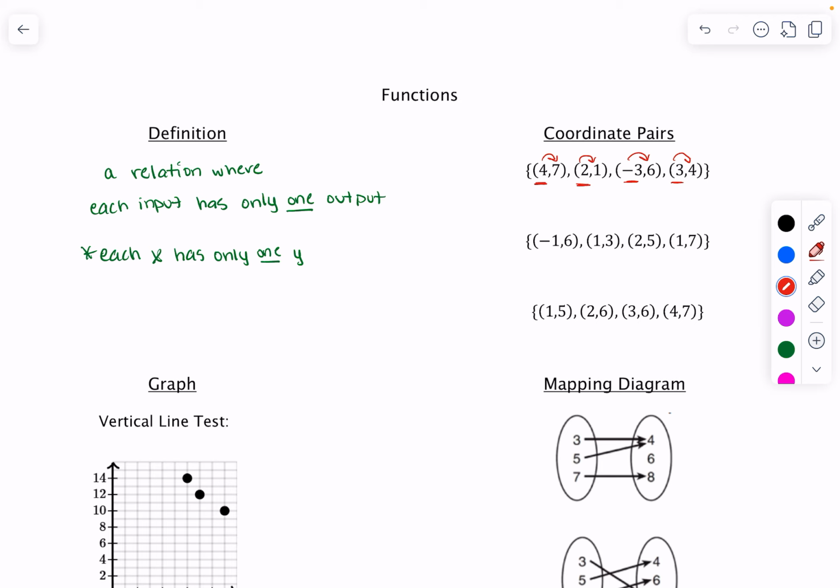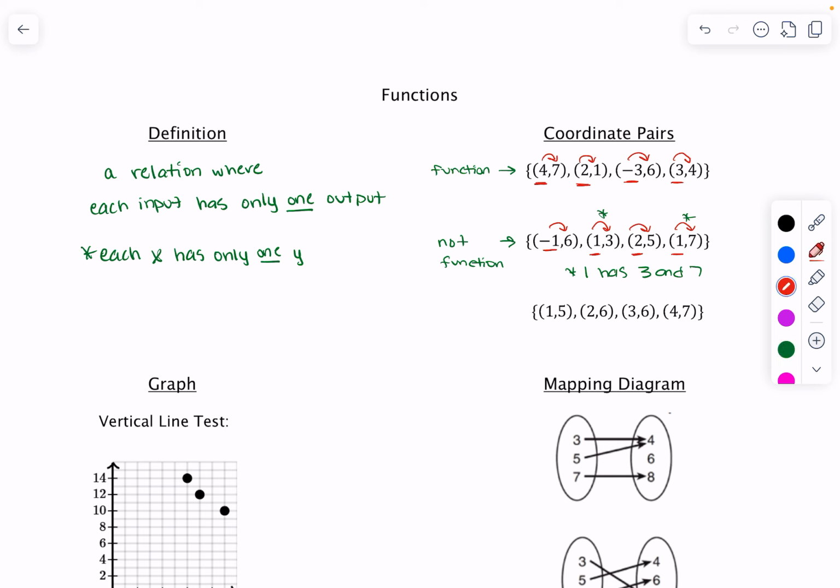This is a function because each x has only one y. 4 has 7, it doesn't have another one. 2 has only 1, -3 has only 6, and 3 has only 4. That's a function. Then this next one, -1 has a 6, 1 has a 3, 2 has a 5, and then 1 has a 7 again. This is sort of an issue, these two, because 1 repeats. 1 has 3 and 7. That's an x value having two y values, so this is not a function.